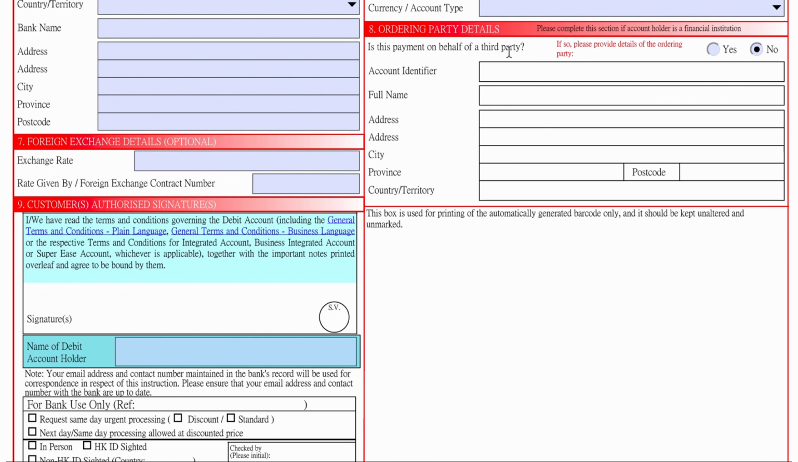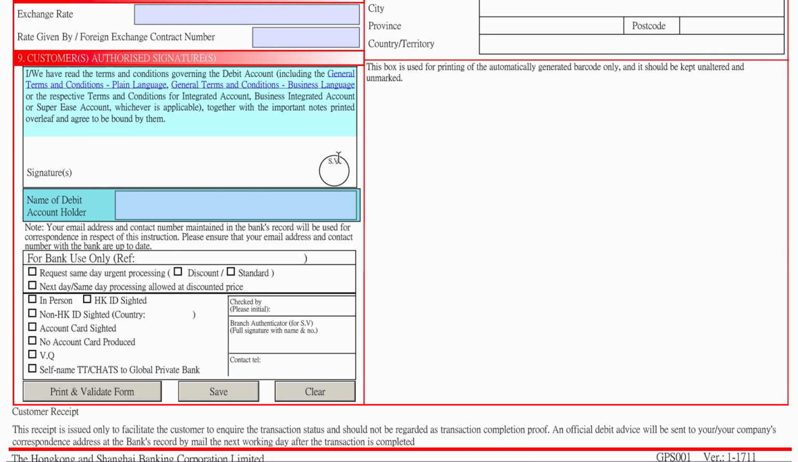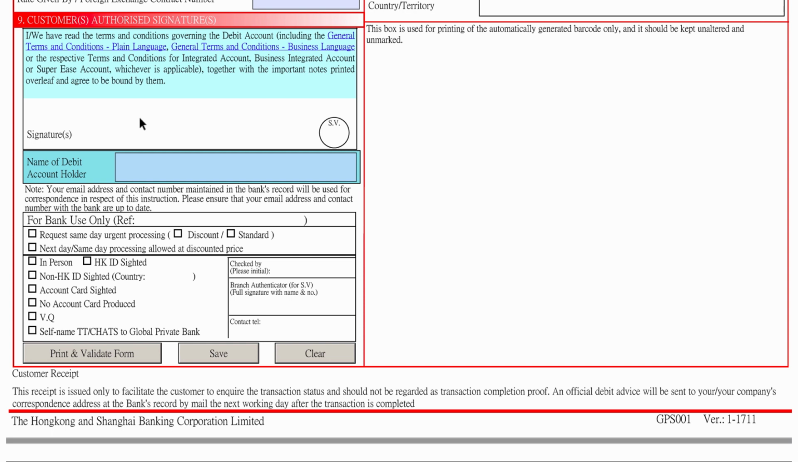Ordering party details, is this done on behalf of a third party? Typically there's no need to fill that out. If you already have a contract with your bank, you might have a favorable exchange rate. So you might want to mention the contract number, your signature here, and your name here. And obviously the signature here will need to be recognized by your bank as the official signature of a decision maker who is habilitated to make these kinds of decisions. And after that, all of this is for the bank use, and that's it.